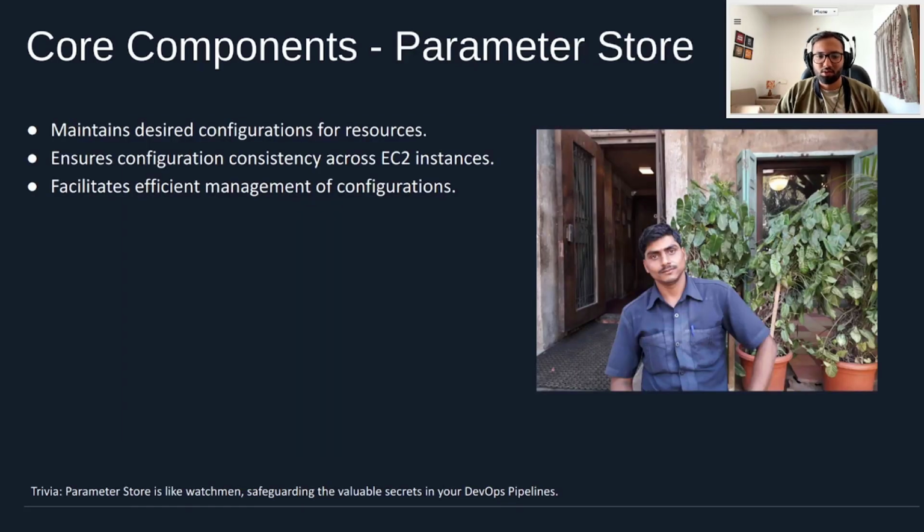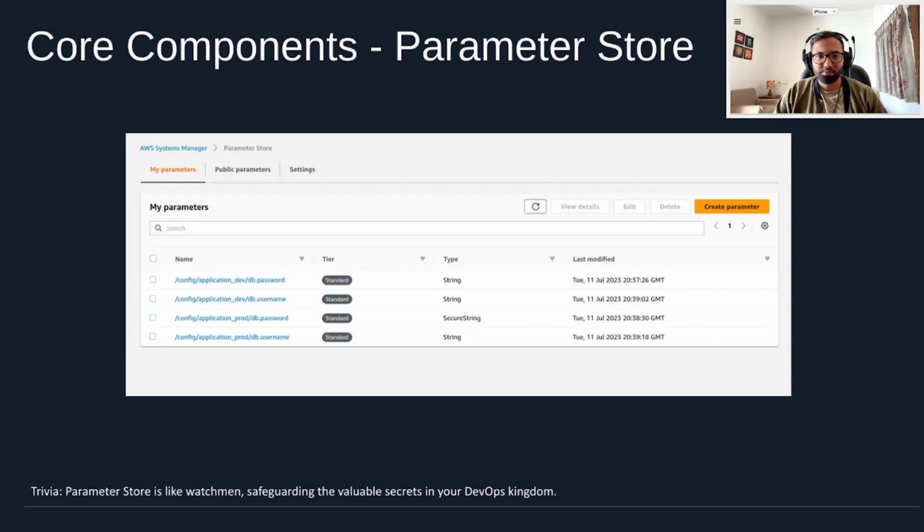Okay. So Parameter Store. Think about Parameter Store like a watchman, safeguarding the valuable secrets in your DevOps pipeline. A lot of the companies within the DevOps space are using Parameter Store for storing their secrets. It maintains desired configuration for resources and ensures configuration consistency across EC2 instances. So all of these EC2 instances have similar configurations, and all of these are maintained within the Parameter Store. It also facilitates efficient management of your configuration. The Parameter Store is a very useful tool if you want to manage your secrets within your applications.